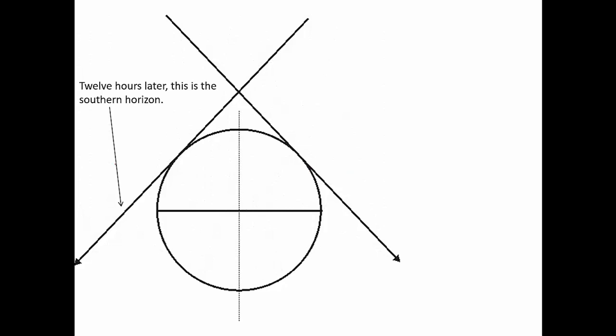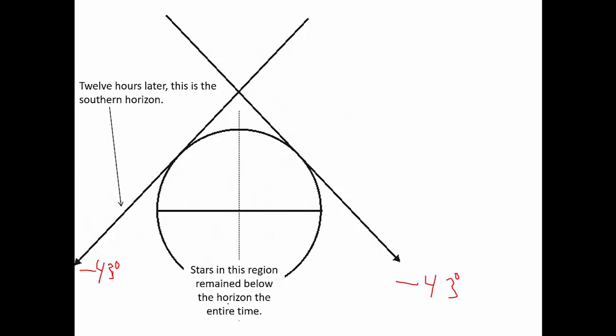Okay, 12 hours later, here's our southern horizon again. Now remember, this had a declination of minus 43 degrees. That's not going to change as the Earth spins on its axis. So over here, this arrow will also point to minus 43 degrees. And the stars in that region remained below the horizon the entire time. Well, it's kind of nice that that's minus 43 degrees. From our latitude, we can always see the stars north of plus 43 degrees, and we can never see the stars below, or south of, minus 43 degrees. And that 43 happens to be 90 minus our latitude.